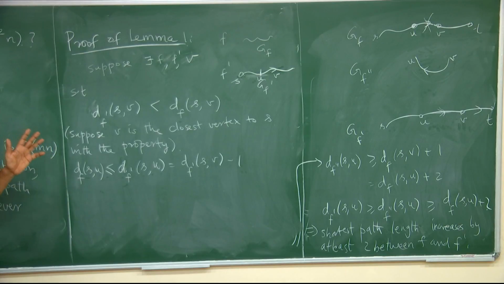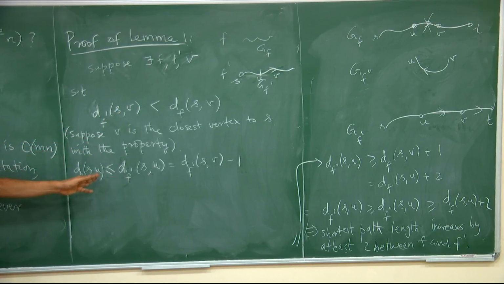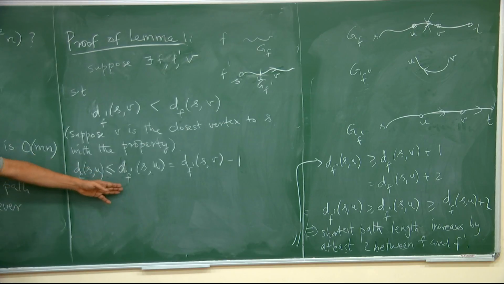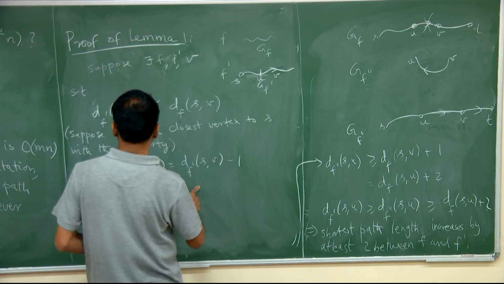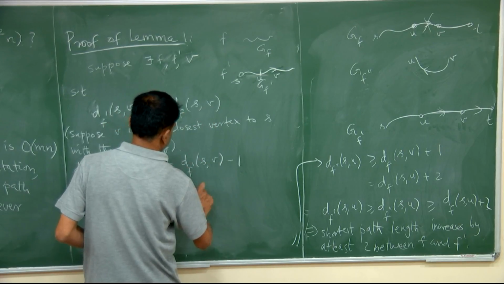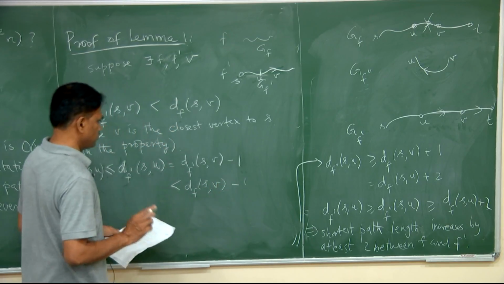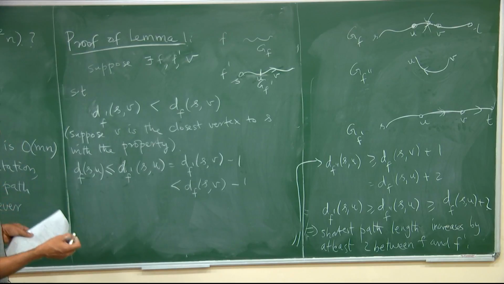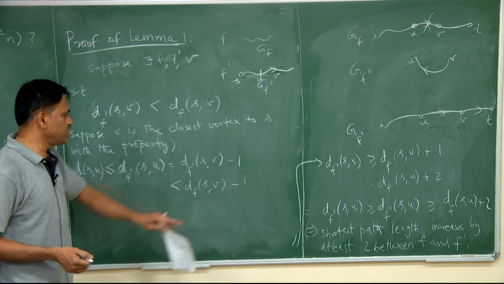I assume V is the closest vertex that violates this property. So that means for U, which is closer than V to S, does not violate the property. So for U, in f prime, its distance is greater than or equal to this. And delta f prime SV, by this assumption, is strictly less than df SV minus 1. So that means in f, the shortest path from S to U is strictly less than shortest path from S to V minus 1.